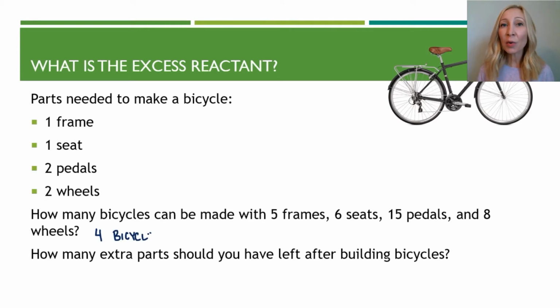So we know that the limiting reactant was our wheels, and we know that we could make 4 bicycles. My question to you is, how many extra parts are we going to have left after we build bicycles? Now, what I want you to do is solve for these extra parts. I want you to figure out how many extra parts you have.